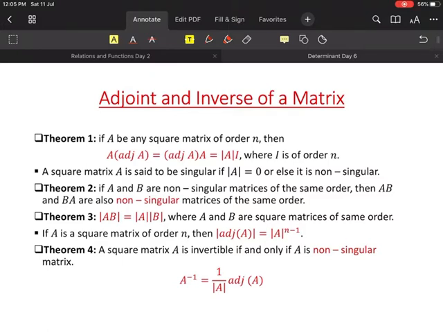Now, we have some theorems: adjoint and inverse of a matrix. It's the most important part of this chapter. Theorem 1. If A is any square matrix of order n, then A into adjoint of A is equal to adjoint of A into A.